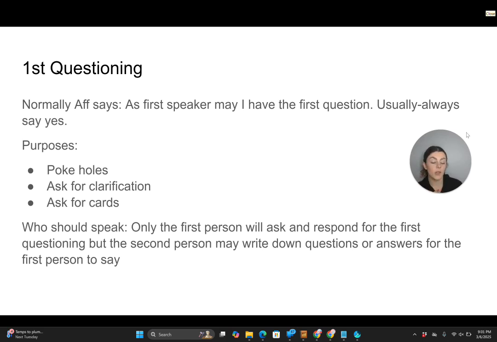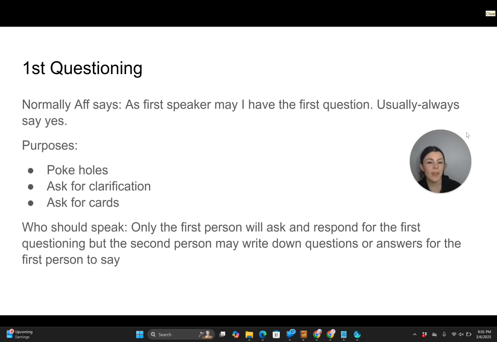So if you're going up against a team and they seem to either not know this rule or not be following this rule, you can pause them mid-questioning and tell them that. I typically let it go if the team seems to be struggling or they don't really know what they're doing or they seem new. I kind of just let it be.